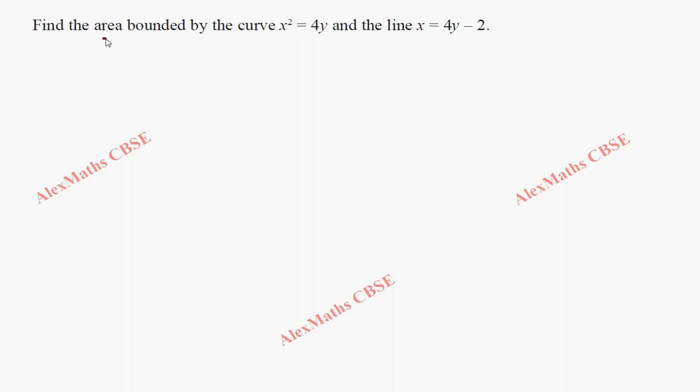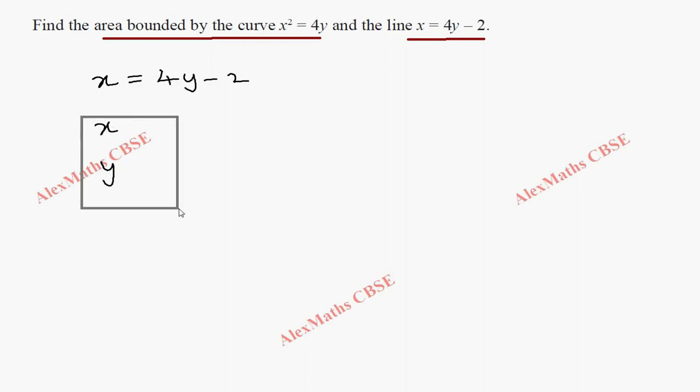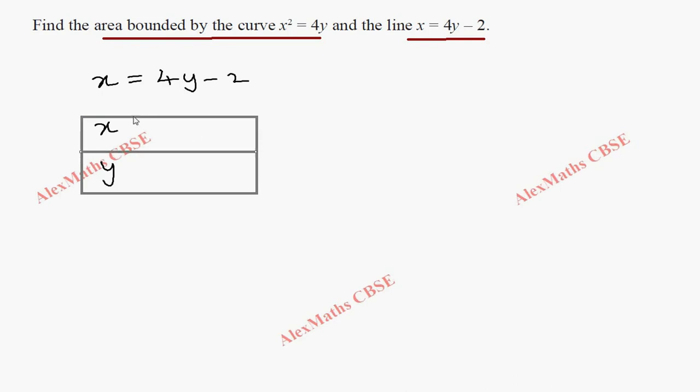In this video, we are going to find the area bounded by the curve and the line. So this curve is a parabola which is open upward, and this is a line. For plotting this line, we have to take 2 points. So let us take the line equation x is equal to 4y minus 2, and we have to take x and y. In this x and y, we have to get 2 points, so that using those 2 points we can plot in the rough graph.